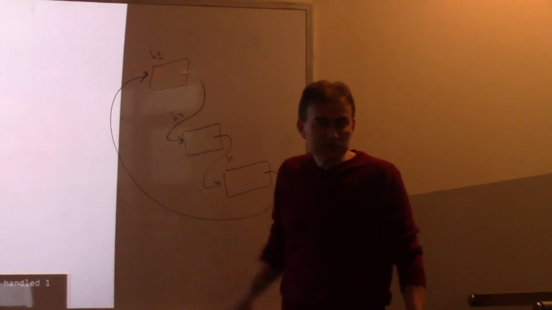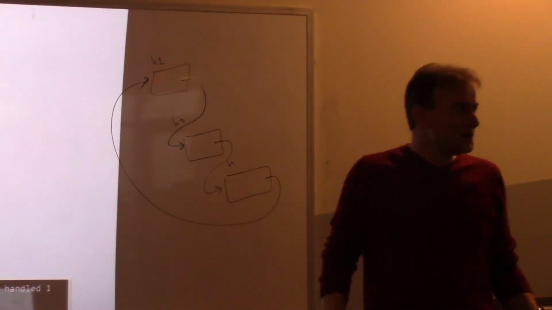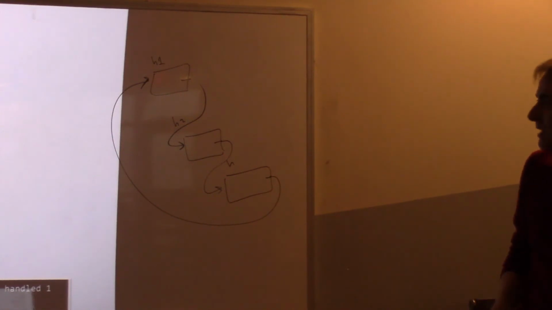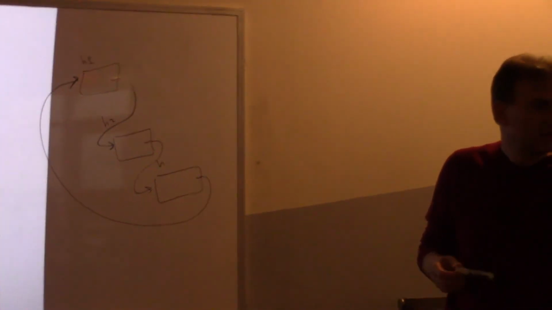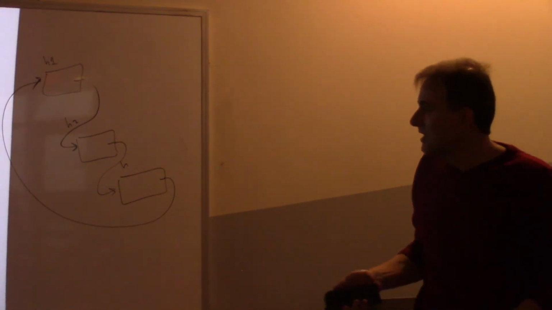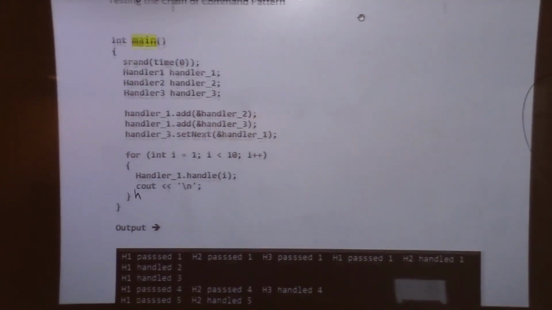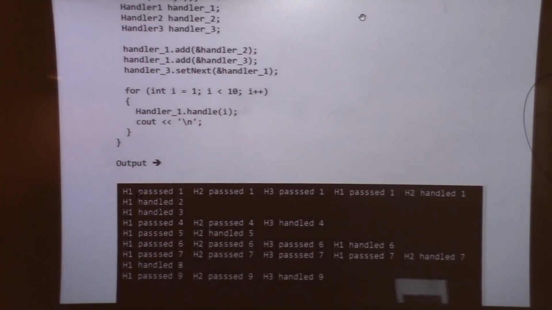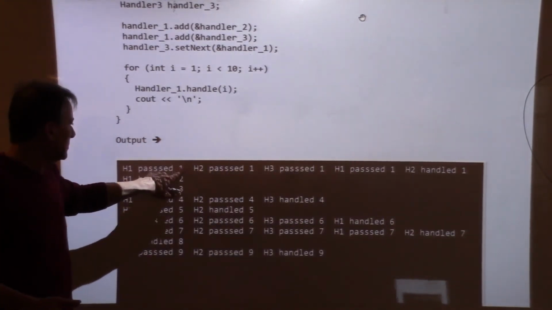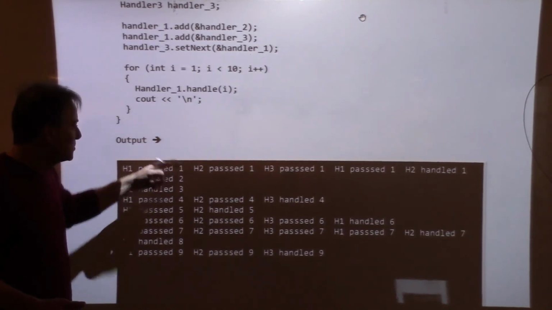Now remember how this job works. Basically it's going to generate a random number. And if that random number is 1 or 2 out of 3, then it's going to handle it, otherwise it's going to pass it. So look what's happening here. When I pass it 1, it says H1 passed 1. So it triggered this one.